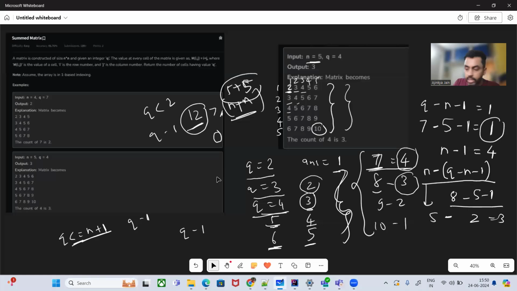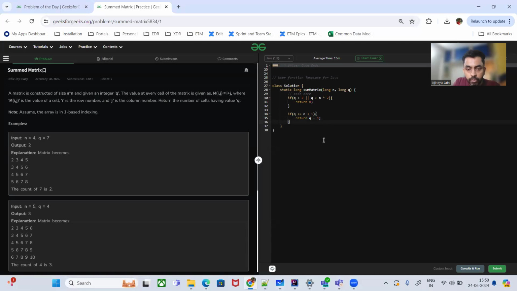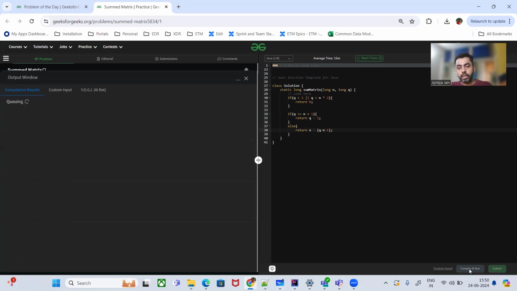Here you saw the case, q less than or equal to n plus 1, then we have to return q minus 1 as the answer. So that's what we have done. Else, what do we have to return? Return n minus q minus n minus 1. This is the formula we just saw, right? So let me compile and run.